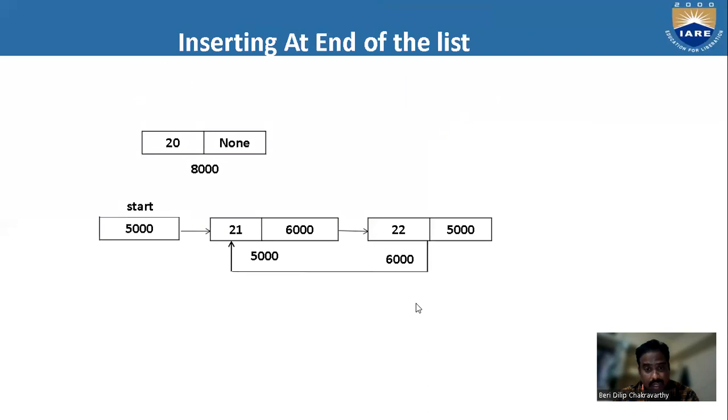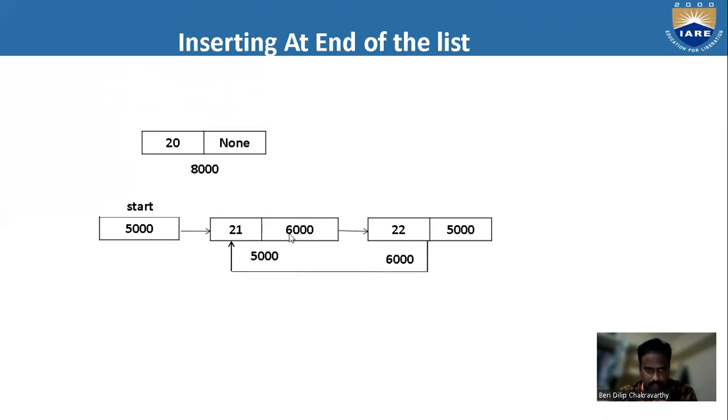Suppose there are elements in the list. Now observe here, 21 and 22 are the nodes present in the list. I am trying to insert 20. Where do I need to insert? I need to insert at the end of the list. So I'll be placing this at the end of the list. I need to move from first node to second node to last node. I'll be moving like that. There I'm going to insert, and in place of none, I'll be storing the address of 5000.